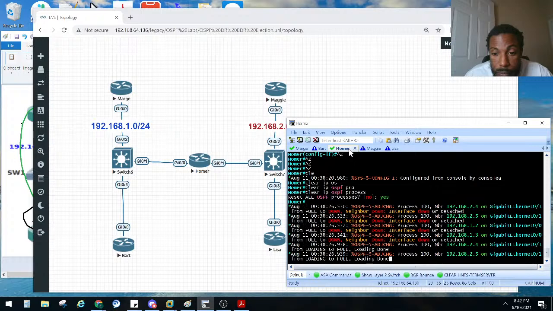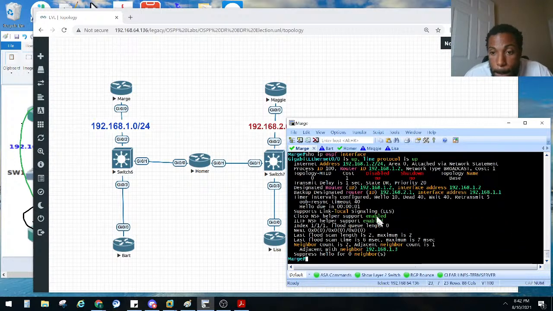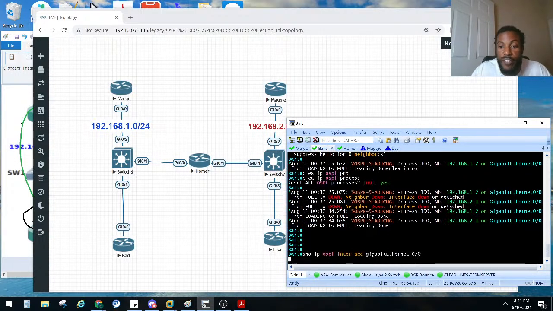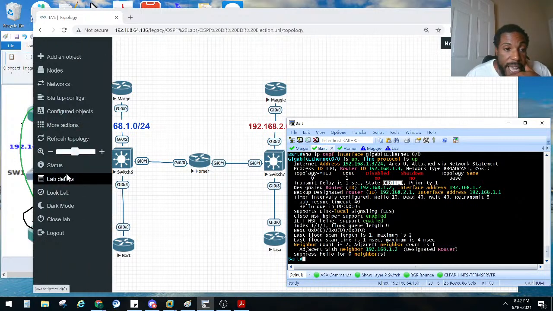Did it go down and come up? We did Homer. So it went down, came back up. Let's check that again. We are still waiting, and there we go. Now we are the designated router, DR. That's because we set the priority to 20, right? And we go to Bart. Let's see what Bart is now. Show ip ospf interface Gi0/0, and Bart is now a DROTHER. Remember, if you're not a backup designated router or designated router, you are a DROTHER, and his priority is 1.